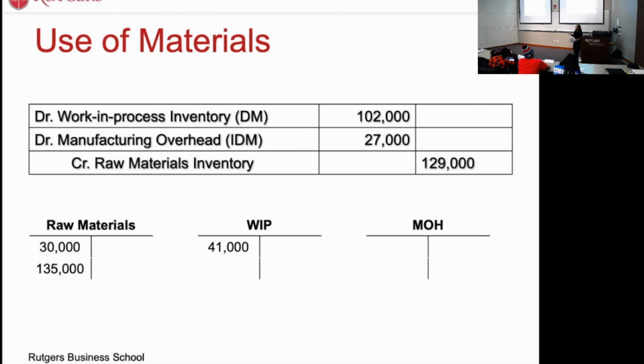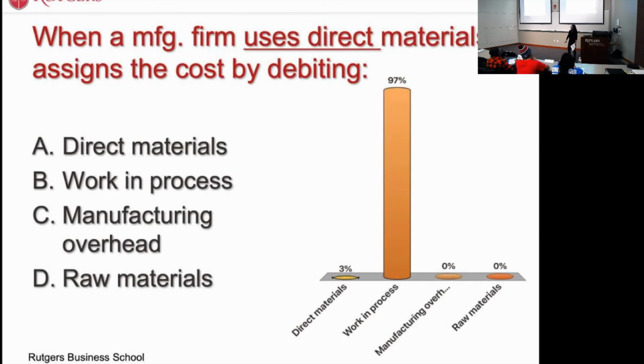Now we have the journal entries, and I want to see how the journal entries will impact my T account. Look at the overhead. Now the overhead is empty, and we have those transactions. How will that impact my overhead? You debit it, because here we debit it. That's very simple. And for the raw materials, because we used them, we credited, so we put a credit amount here. That's the use of materials.